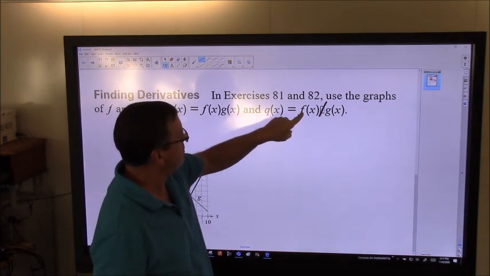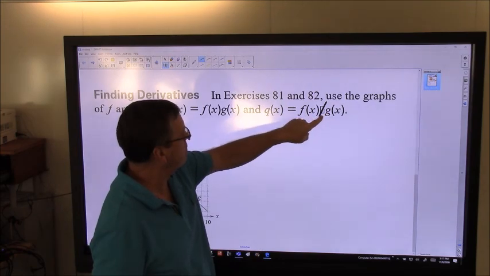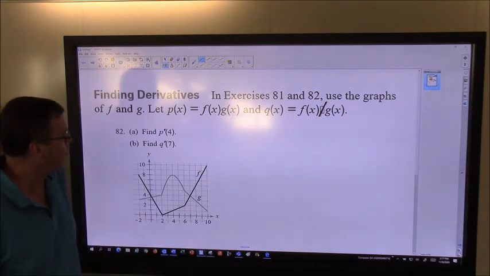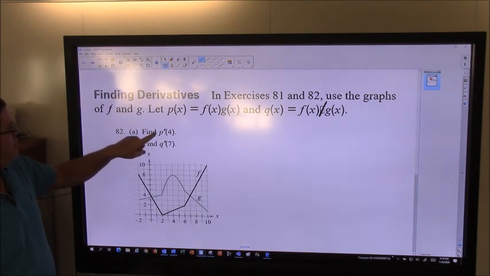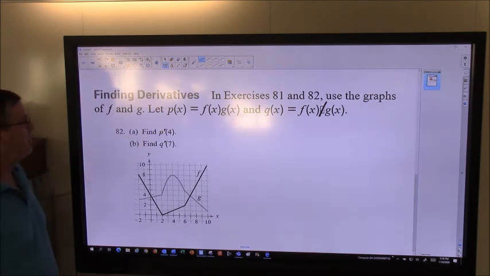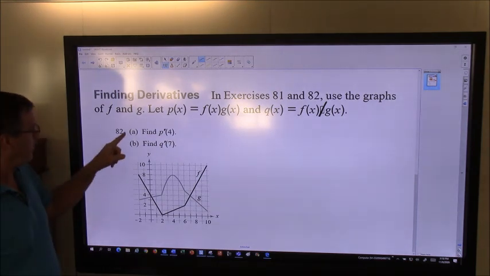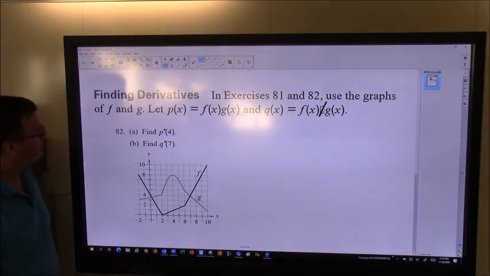Q of x means f of x divided by g of x. Quotient rule, okay, or a quotient. And so what they're asking us to do is they're asking us to find p prime at 4. Let's just do that one for now, okay? I want you guys to try and find p prime at 4.